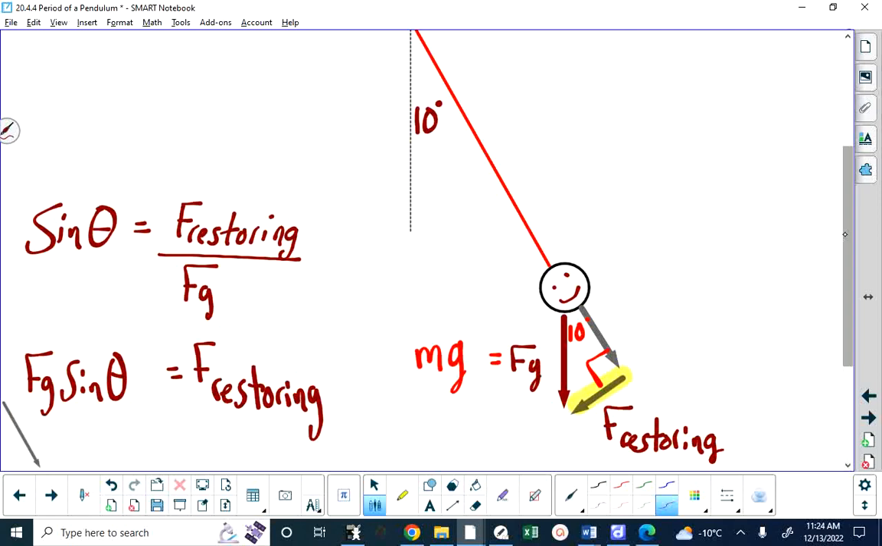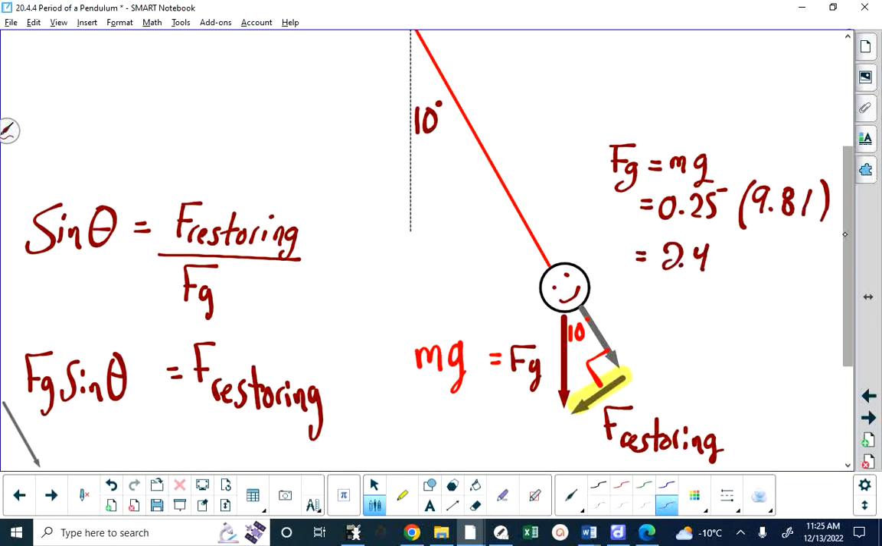But let's come back to reality and let's calculate the force due to gravity. It's mg, which is, I think it was 0.25 kilograms times 9.81. Which is 2.45 newtons. I think it's probably 2.4525 or something. Okay.